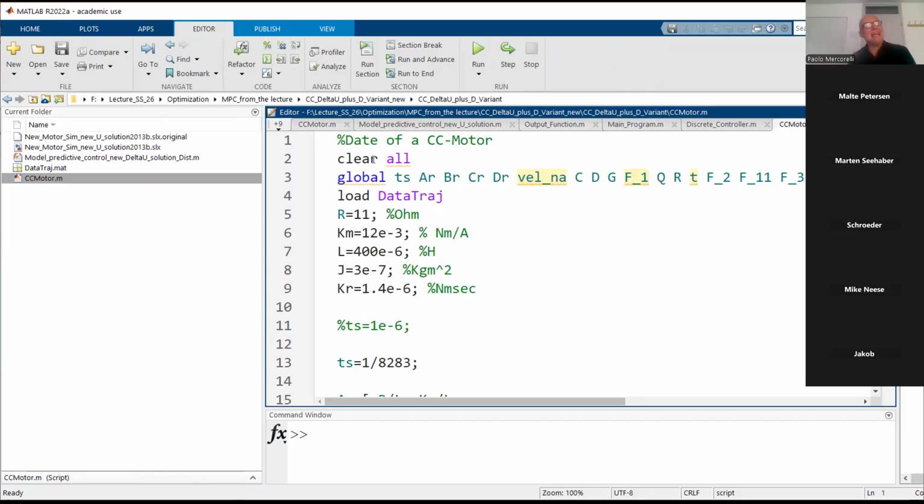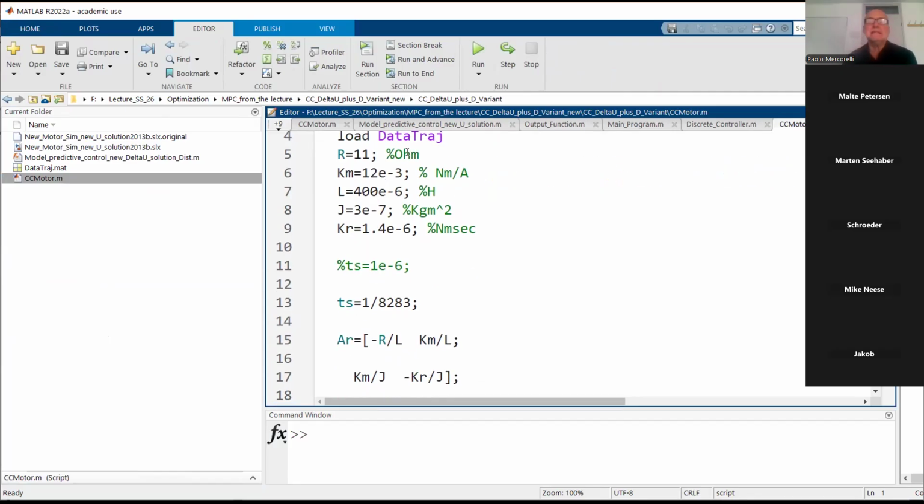The data are exactly the same. The motor is exactly the same. This means I don't need to comment. You remember last time I told you resistance, inductance, and here is the inertia. You can see that this is a very small motor. Km, in Newton meter divided by ampere, is the characteristic constant of the motor. This means the conversion from ampere to Newton meter.